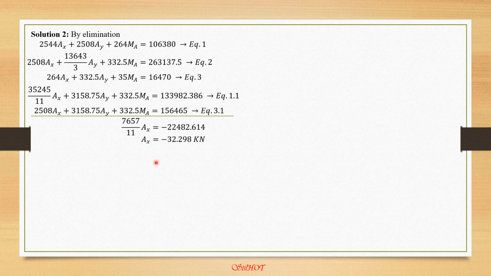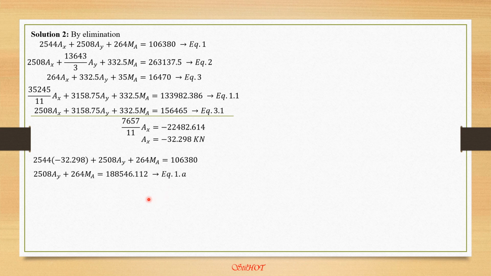So that's okay. Then we substitute the value of AX into equation 1. So 2544 times negative 32.298 plus 2508 AY plus 264 MA equals 106380. Then we have a new equation for equation 1. 2508 AY plus 264 MA equals 188,546.112. Call that equation 1A.